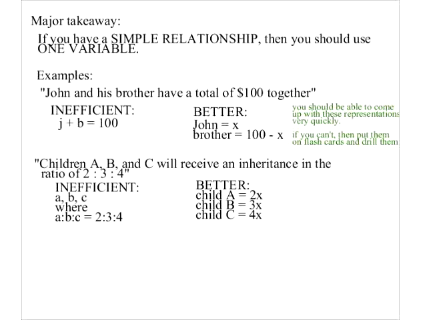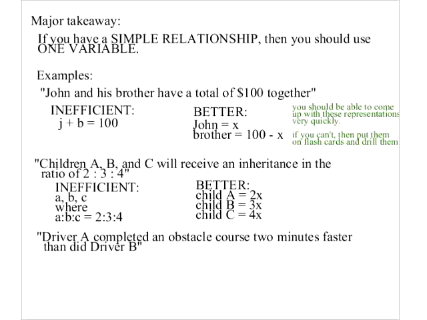Couple more examples. Let's say driver A completed an obstacle course 2 minutes faster than did driver B. Okay. So the better way to do this would be to let driver A be X amount of time.